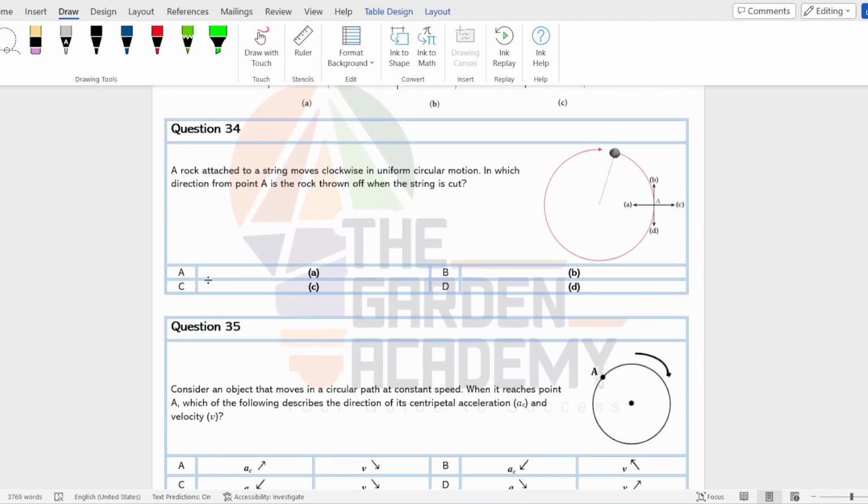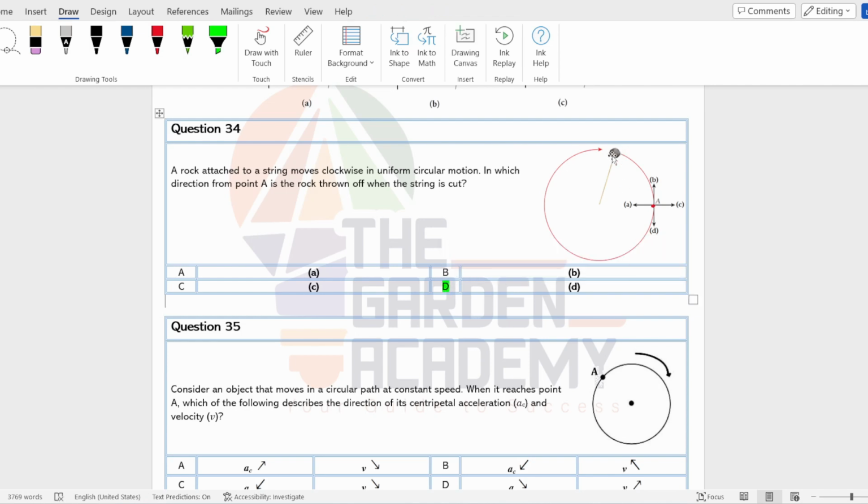Question 34 بيحكي لنا الآن a rock attached to a string moves clockwise in a uniform circular motion. In which direction from point A is the rock thrown off when the string is cut? طبعا where is point A? This is point A. At this point, where would the rock move? Of course, it will move downward. So we will choose D. So the answer is D.